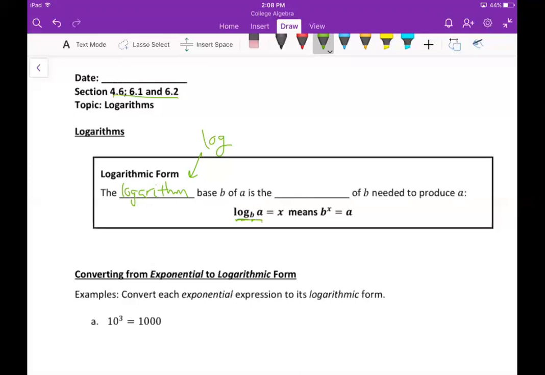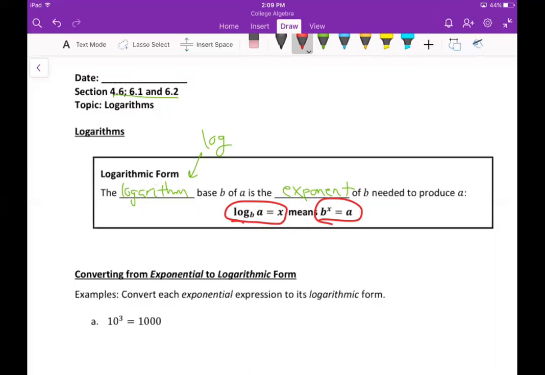That is the exponent. So here x is now the exponent needed to produce whatever we're taking the logarithm of. So these two things are the same. This is your key here, right? That's a lot of words. We're used to seeing b to the x equals a. That's the exact same thing as log base b of a equals x.